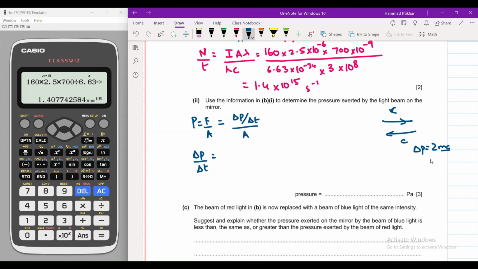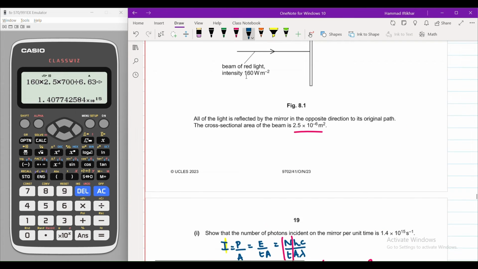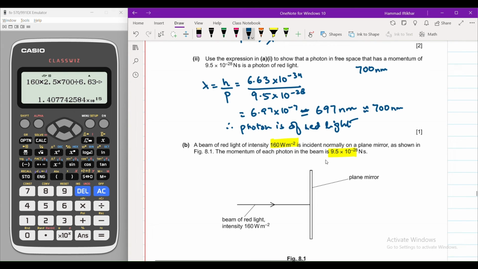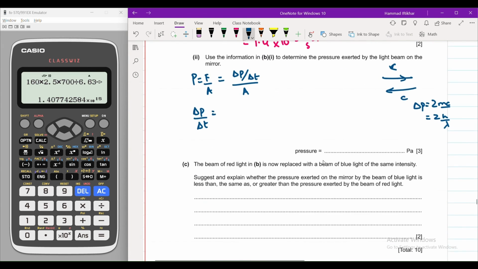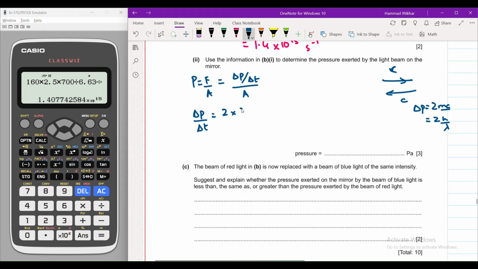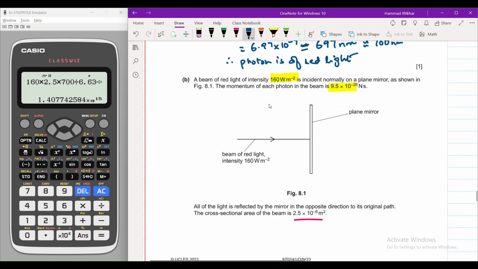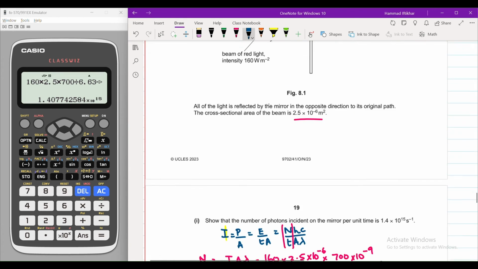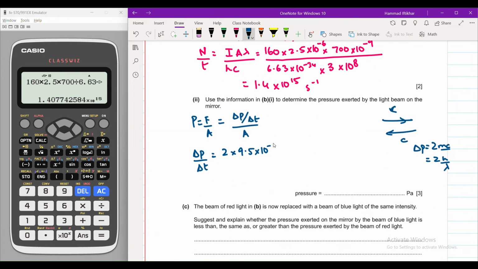So mc was the previous momentum, so we could also write it as 2 times h over lambda, or the momentum that we already had, 9.5 × 10^-28, that was given. So just 2 times that. So 2 times 9.5 × 10^-28.